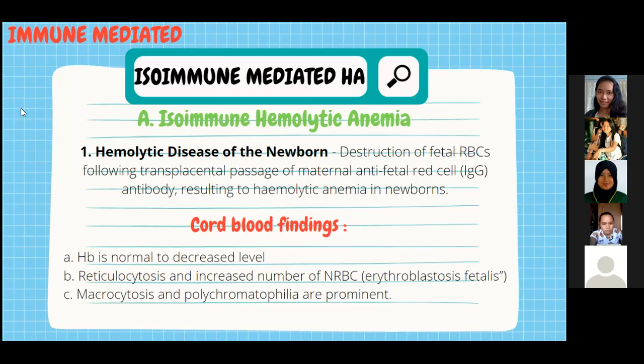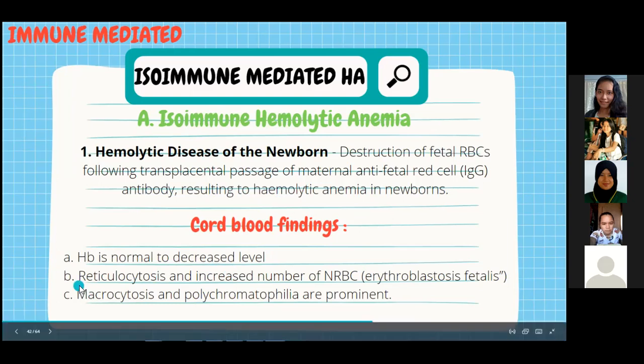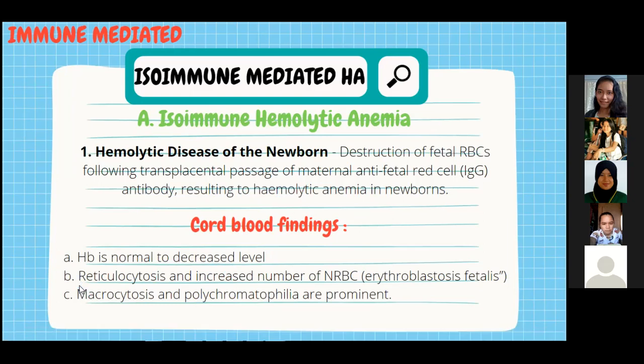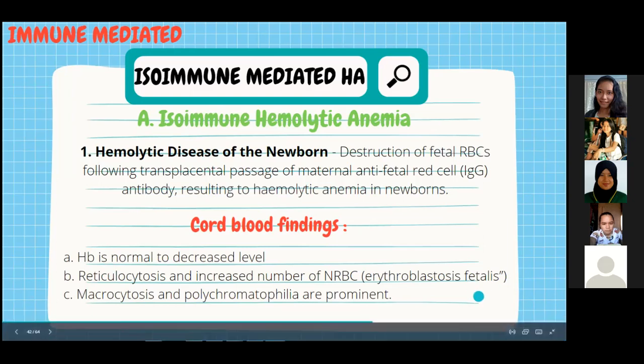For the cord blood findings for this disease, the hemoglobin is normal to decreased, because the fetal RBCs are being destroyed. And then there is reticulocytosis, an increased number of NRBCs, erythroblastosis fetalis, and macrocytosis and polychromatophilia are prominent.